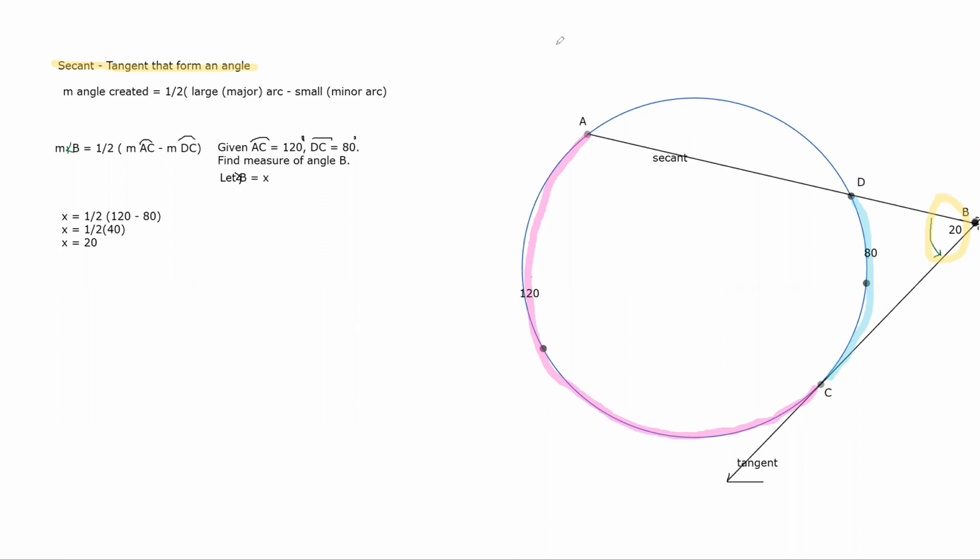Whew. What if you have a tangent and a tangent that form an angle? Well, we have a formula for that too, as you might have guessed. The measure of the angle equals 1/2 the major arc minus the minor arc, kind of like the one that we just did.